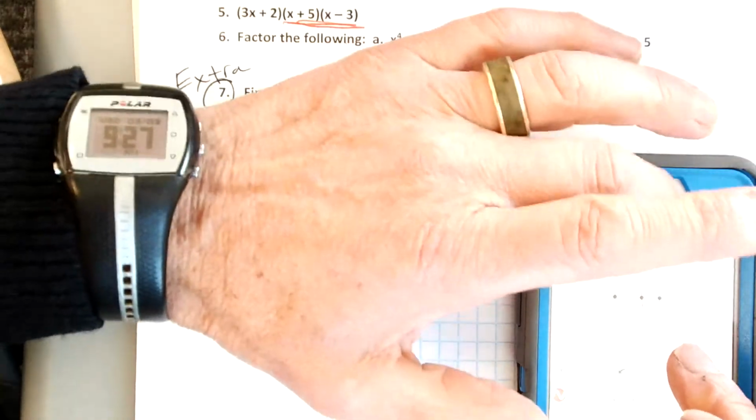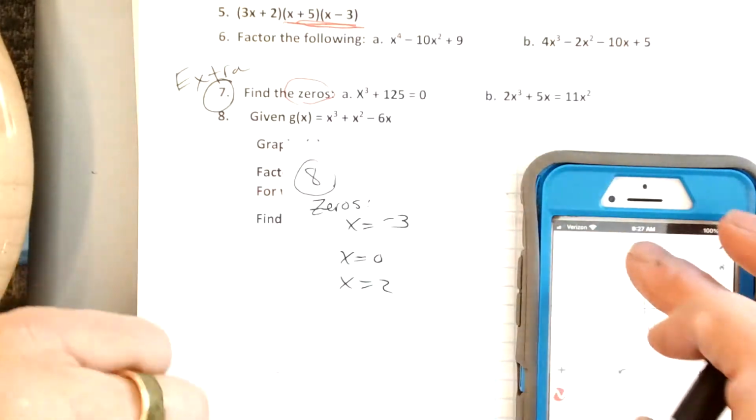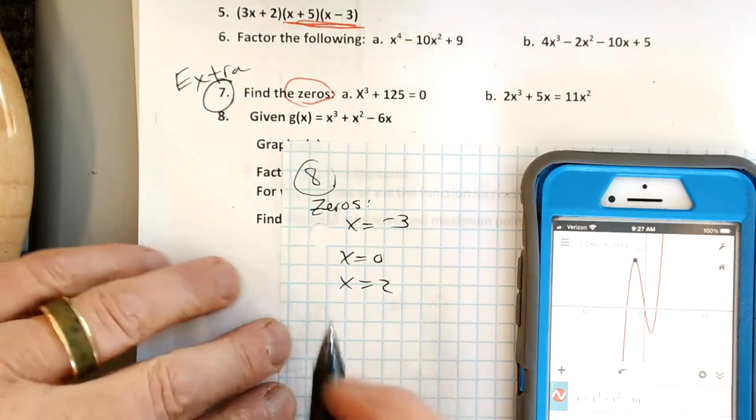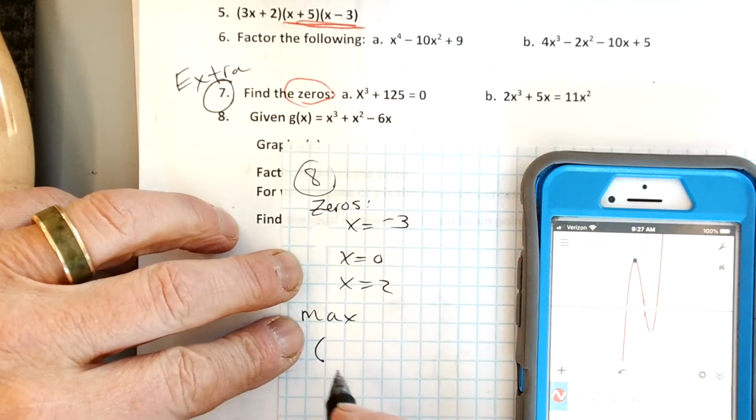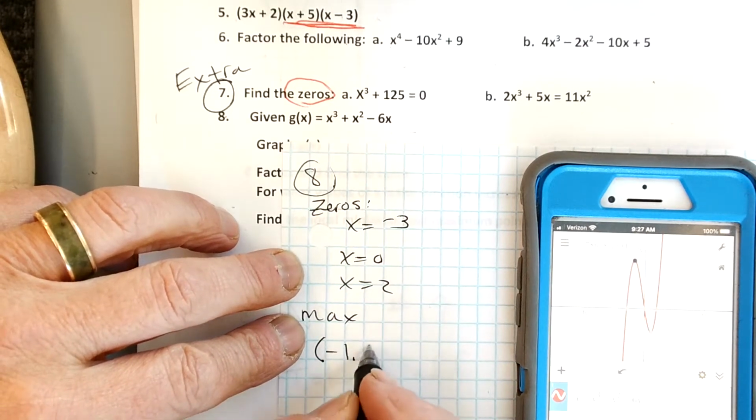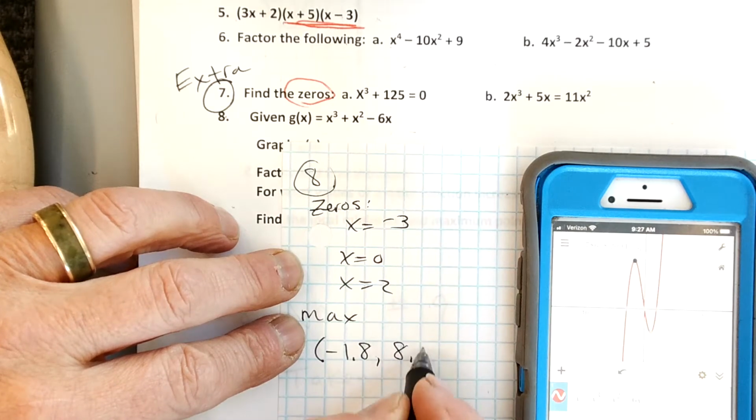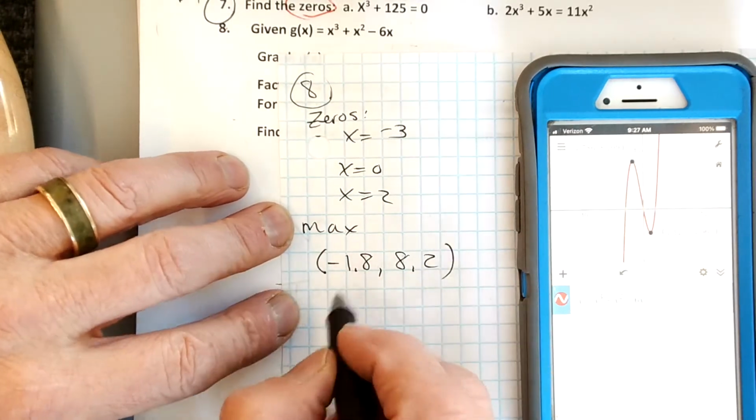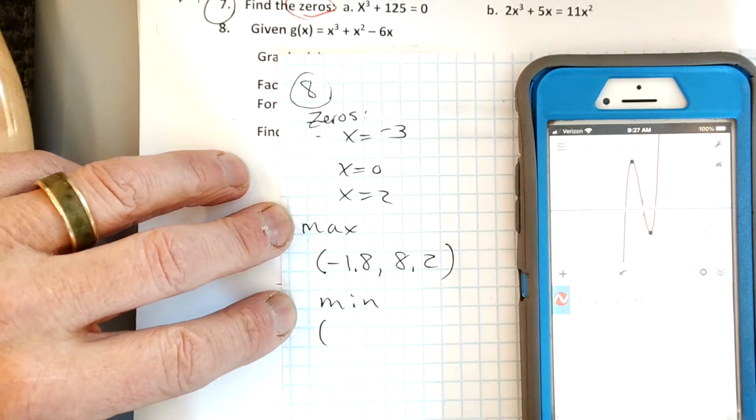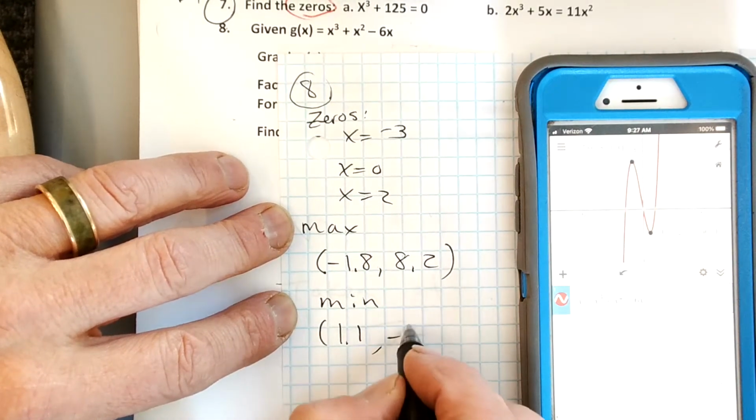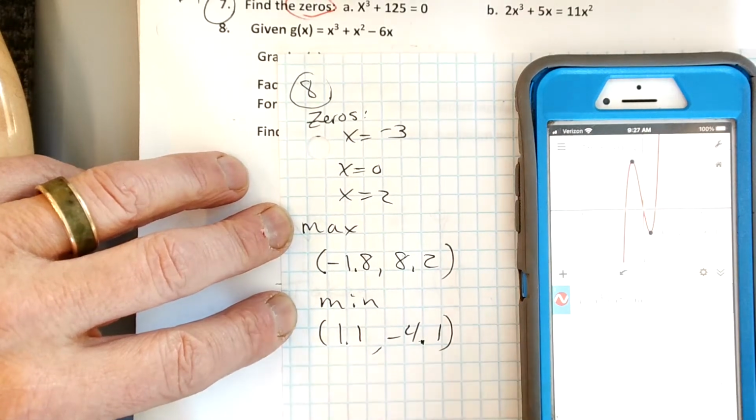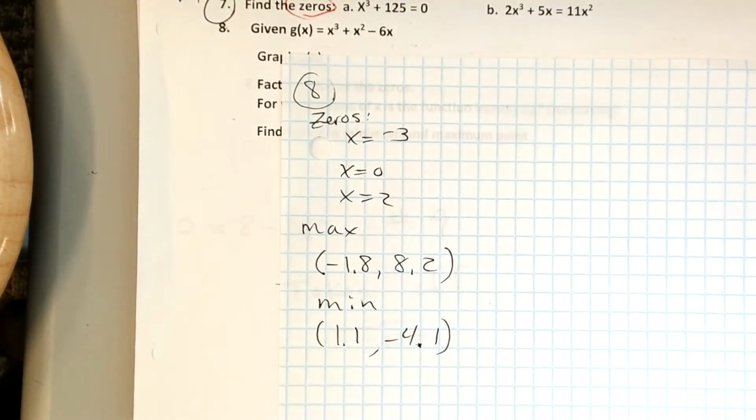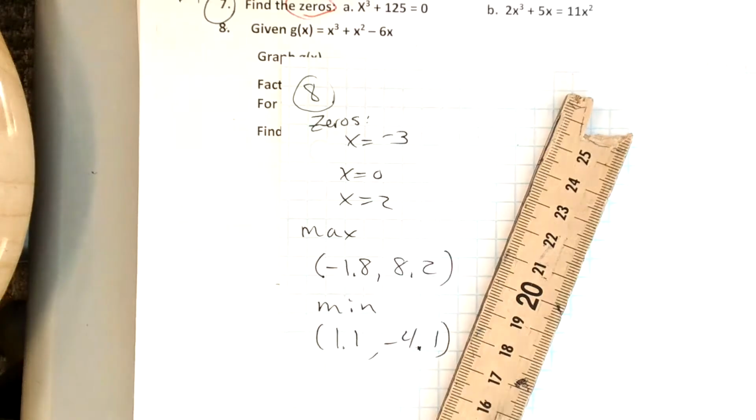My max is at about negative 1.8, 8.2. So my max is at about negative 1.8, and round to the nearest tenth, comma, 8.2. And my minimum, I'll just tap on that also, my minimum is at 1.1 and negative 4.1, if I round it to the nearest tenth. All right, so let's go ahead and at least graph this, and then we'll talk about increasing, decreasing in a second.